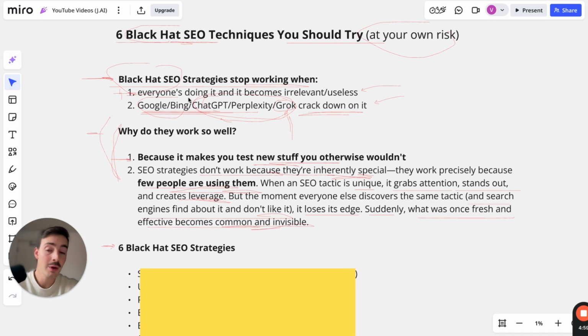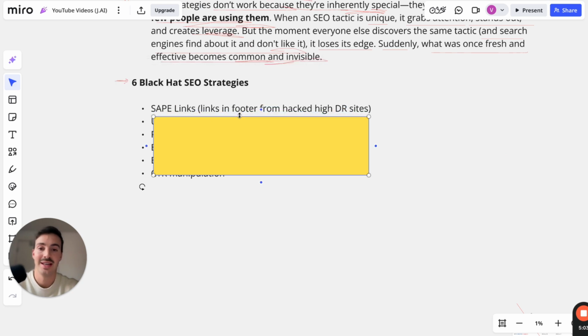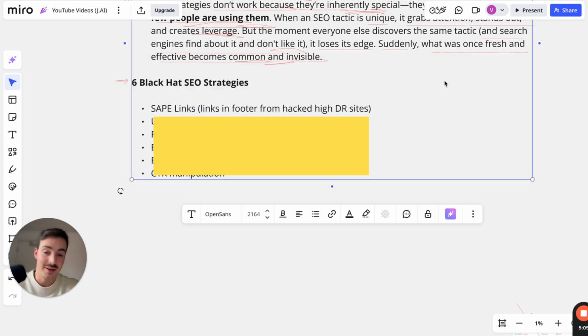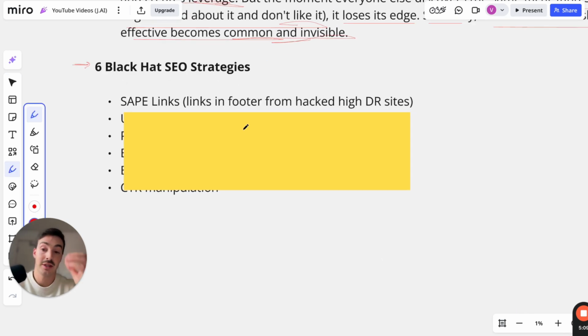Now I want to go over actual six strategies. And the very first one is, of course, SIP links. Now, what these are, and these are pretty shady, but they do work insanely well, is basically links from a Russian network, Russian marketplace. What they did was they basically hacked sites, and they still do this. They hack sites, and on the hacked sites, which of course have high DR, high metrics, they put a link in the footer, hidden in some way, to your site. So they hide it in a way that the site owner can't really notice it.